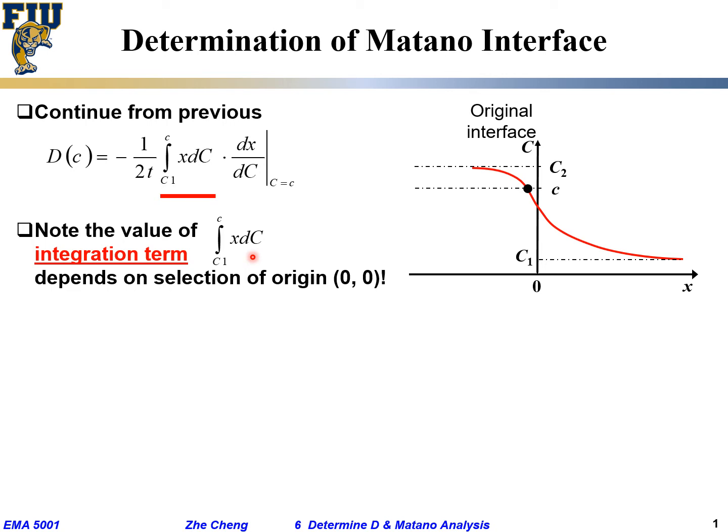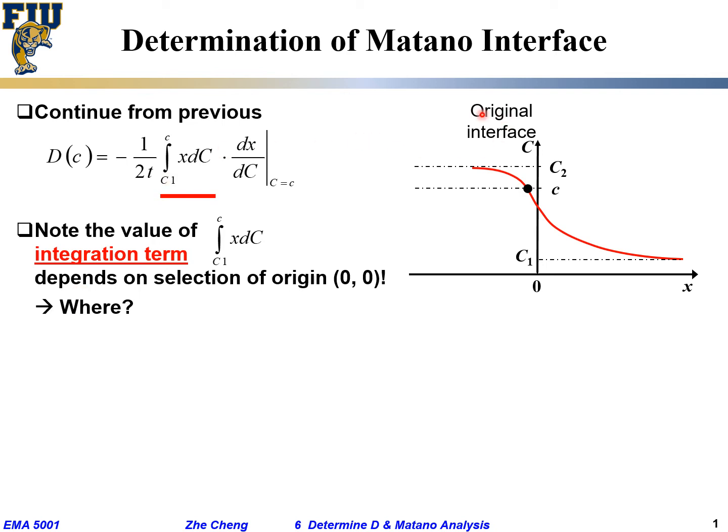But in the end, the diffusion coefficient should not change from positive all the way to negative for the same concentration, right? You see the conflict here? So read this sentence to you again. The value of this integration term depends on the coordinate system that I choose. And there's only one proper placement that will give the correct value. Okay. The question is where?